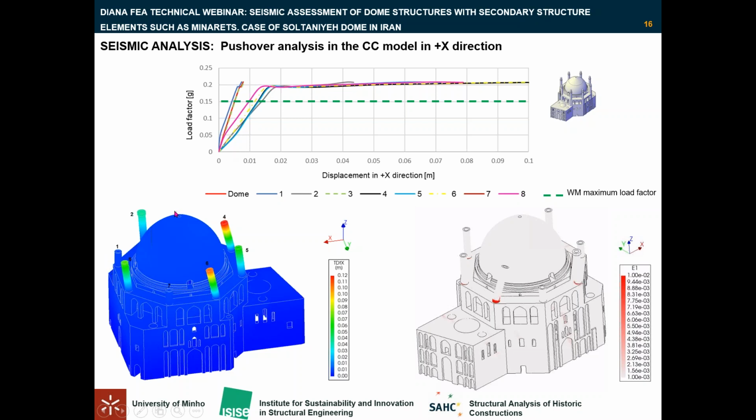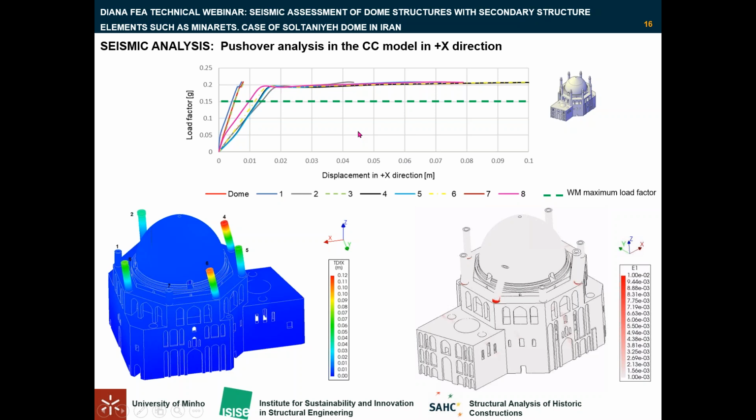Minaret number 1 and number 3, which is here in the back in this picture, both are original and they experience the same displacement as the dome. As you can see also in the graph, the dome and minaret number 1 and number 3 experience the same displacement. Minaret number 7, which is also original, undergoes a displacement of 45 millimeters.